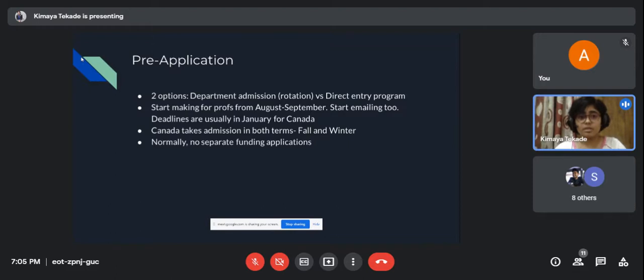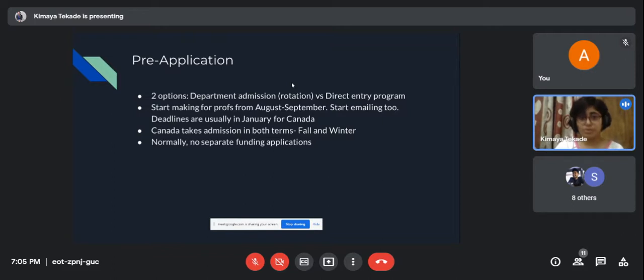The other is the department admission, where you apply to the department and then you also get rotations. You can try three different labs for a year and then select the lab. Usually people choose the direct entry program when they are sure of what they want to do, because you don't have the opportunity to rotate.